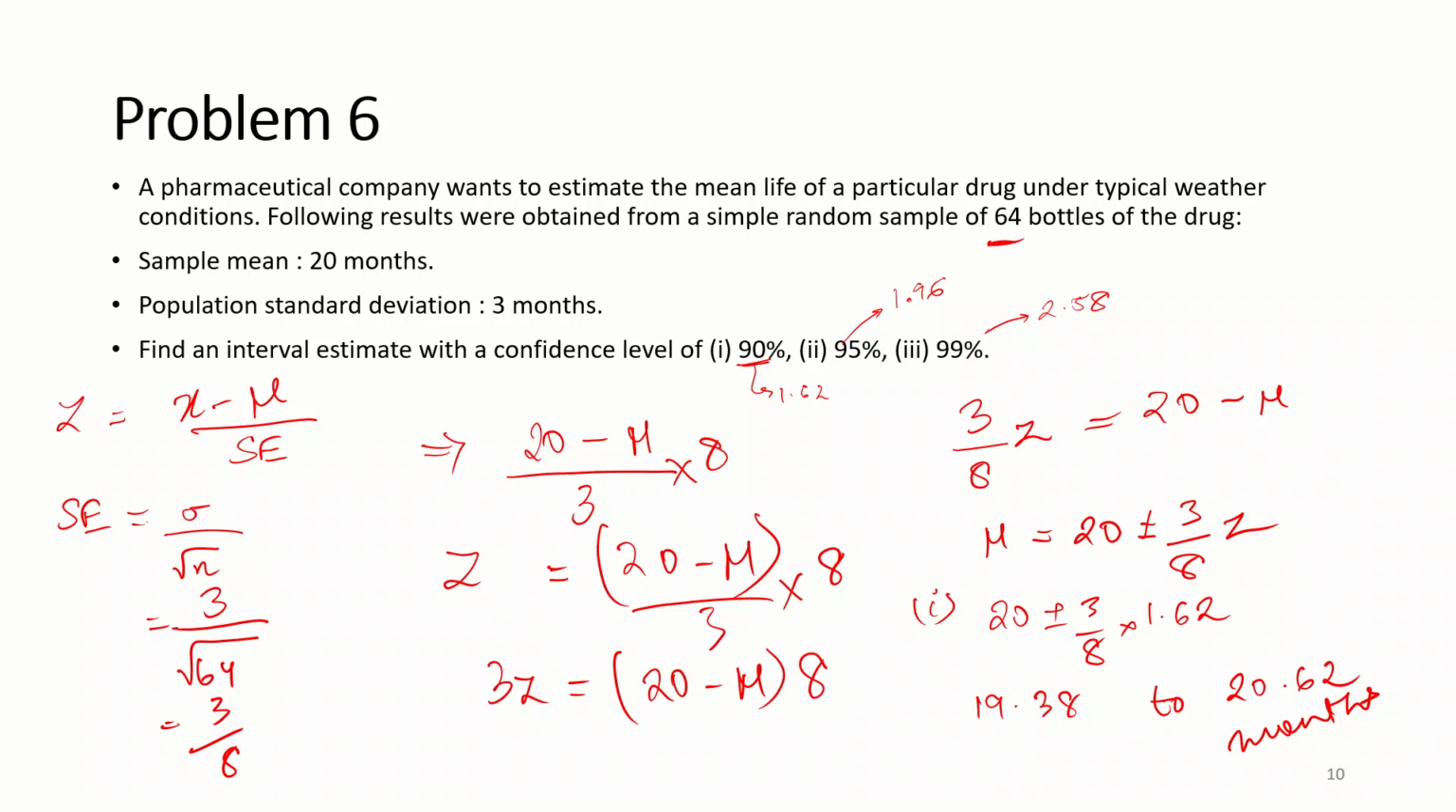Other values, the second and third, you can solve and write in the chat box.